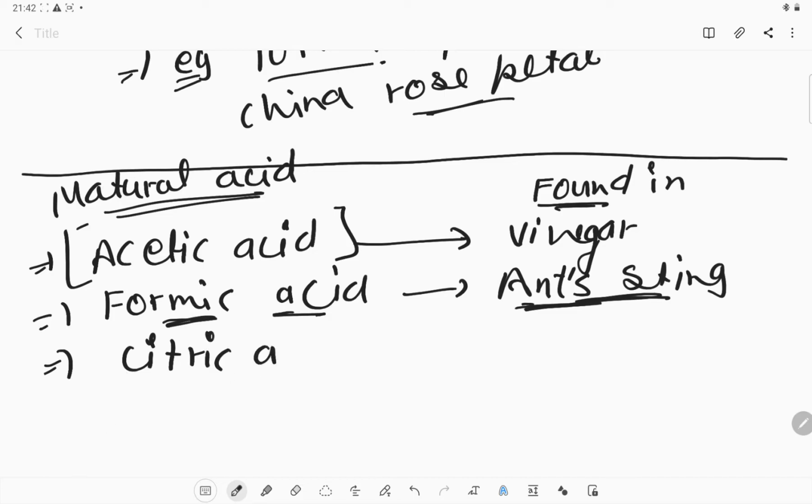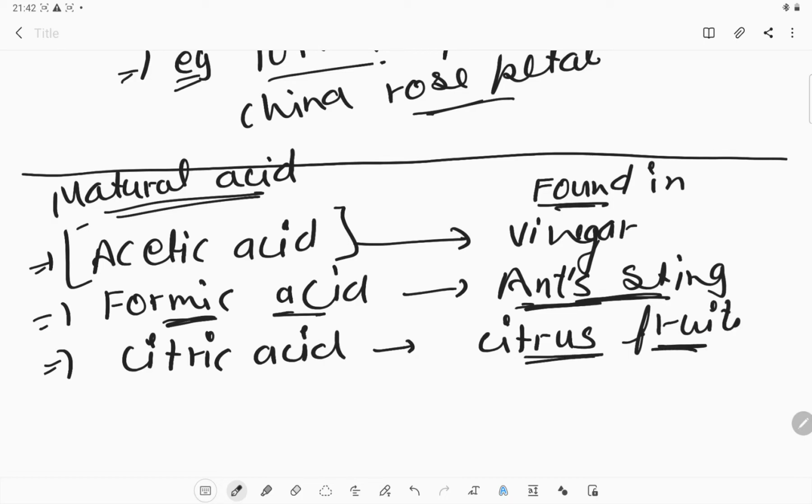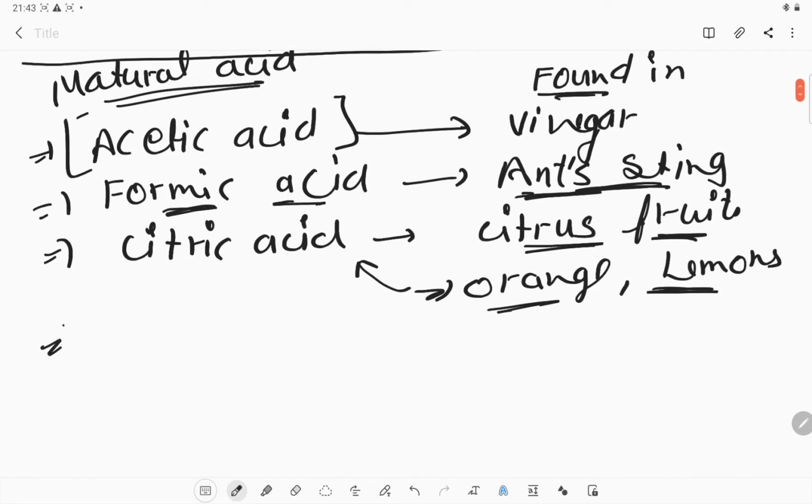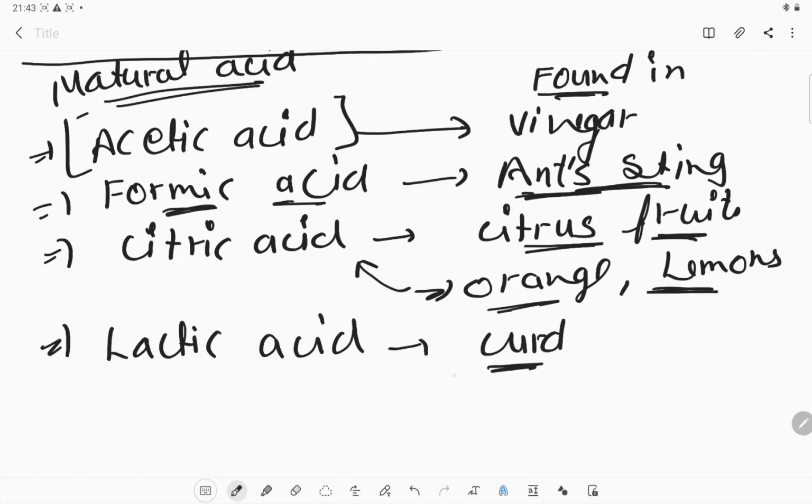So citric acid is present in all the citrus fruits. All the fruits which are citrus taste quite sour. So what are those? Orange is a very good example, or lemon also; they both contain citric acid. What else? The lactic acid. We eat curd daily. What does this curd contain? It contains some bacteria which release lactic acid.